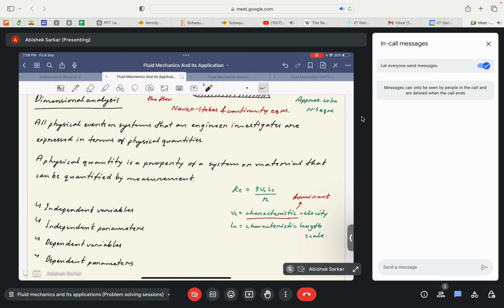All physical events or systems that an engineer investigates are expressed in terms of physical quantities. That's basically the flow parameters or the flow variables. In the case of fluid mechanics, a physical quantity is a property of a system or material that can be quantified by a measurement. So these flow parameters or flow variables can be quantified.